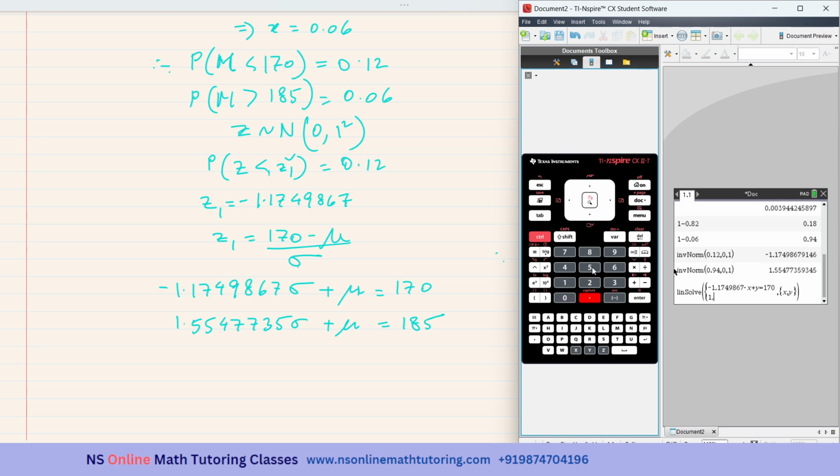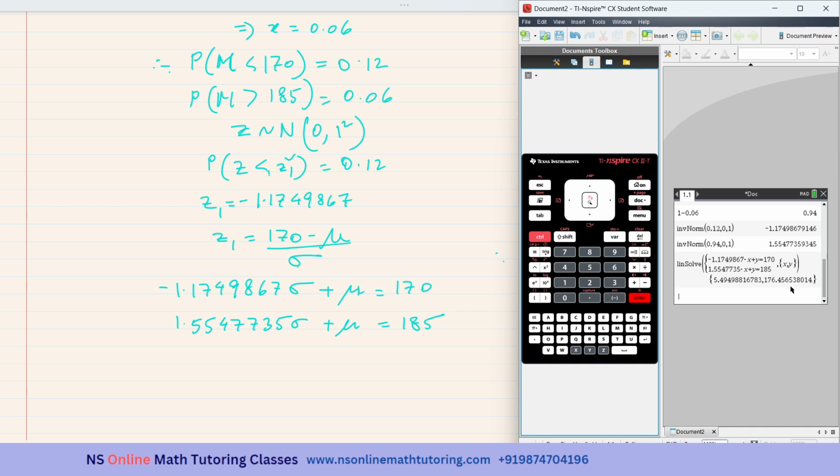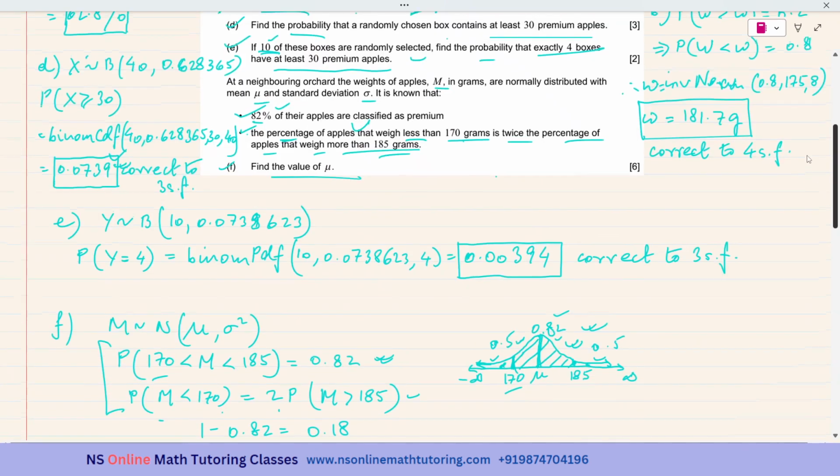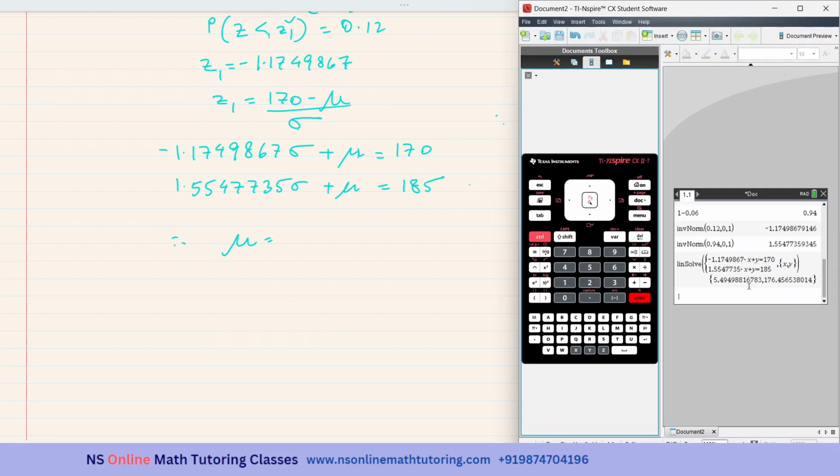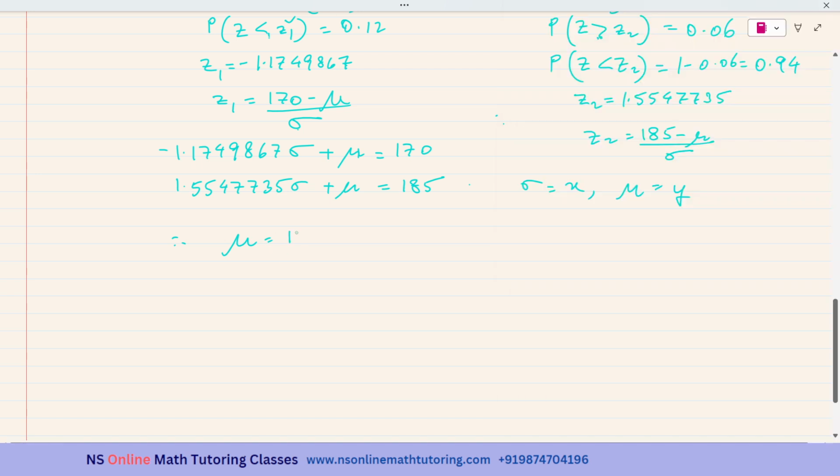And the next one is 1.5547735 times x plus y, equal to 185. Okay, and I enter. Fine. And I have to read the y value. It is 176.456 and so on. Correct to 3 significant figures, it is 176. Let me see whether the question is asking for how many digits. No, it says find the value of mu. So therefore, mu is equal to 176 grams, correct to 3 significant figures.